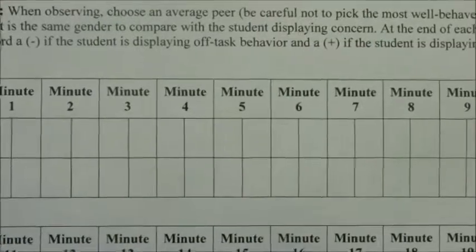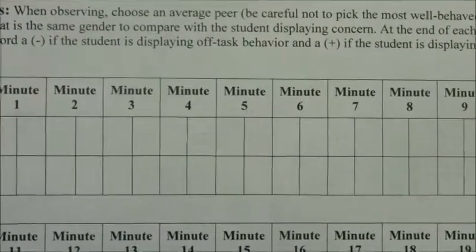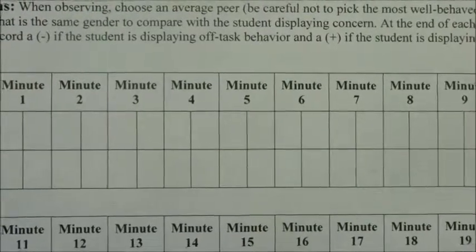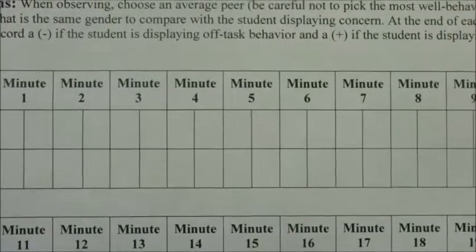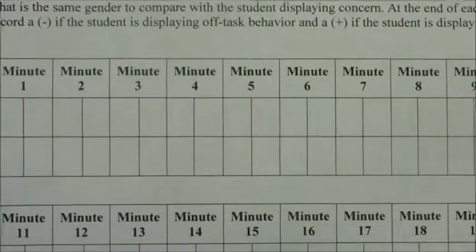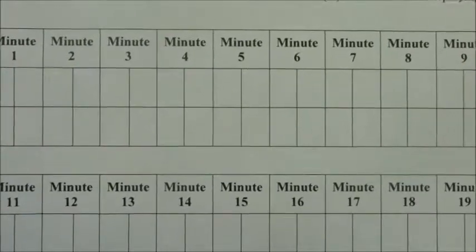You also want to either ask the classroom teacher or just look around for a student in the room that is the same gender, who's not acting perfectly, but looks like they have about average time on task behavior. And the teacher can also let you know who an average student to be on task would be.